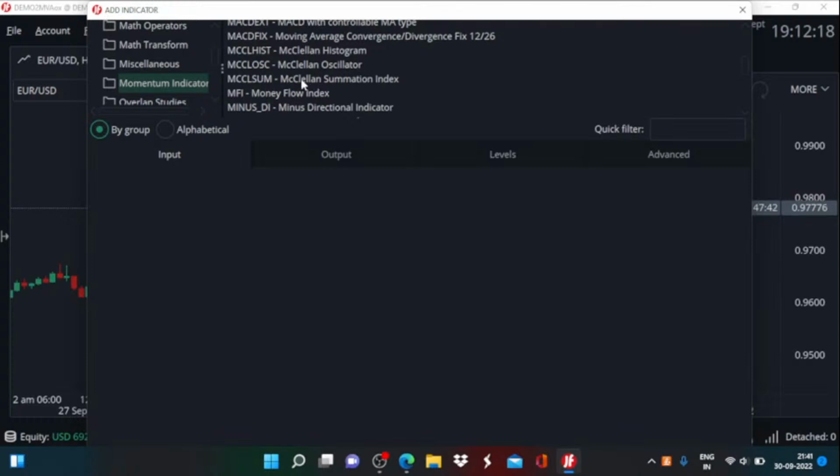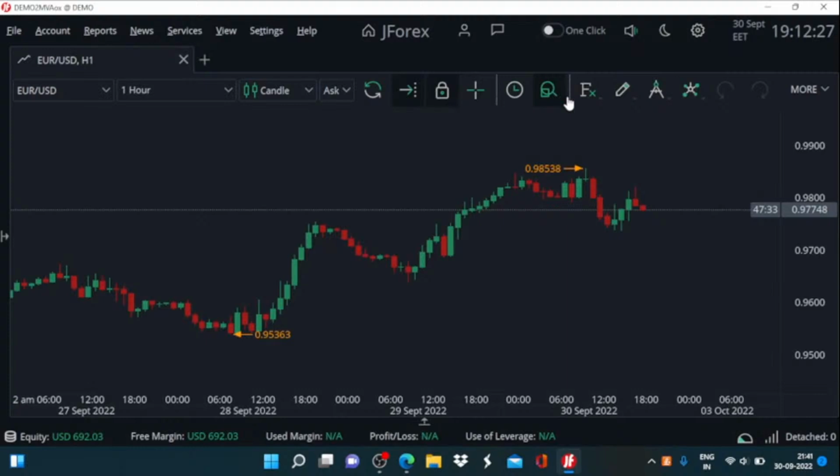Here it is, just below the McClellan Summation Index. Money Flow Index is here. Now the other simplest way to find it is to type in MFI and it will appear.